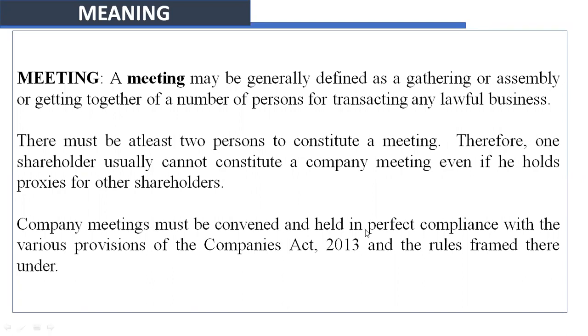Okay, so there must be at least, as everybody knows, the minimum number of persons to be present at a meeting is 2, right? So there must be at least 2 persons to constitute a meeting. Therefore, one shareholder usually cannot constitute a company meeting, even if he holds proxies for other shareholders. Okay, so one person will be getting only one vote, right? And he cannot alone conduct a meeting also, right?